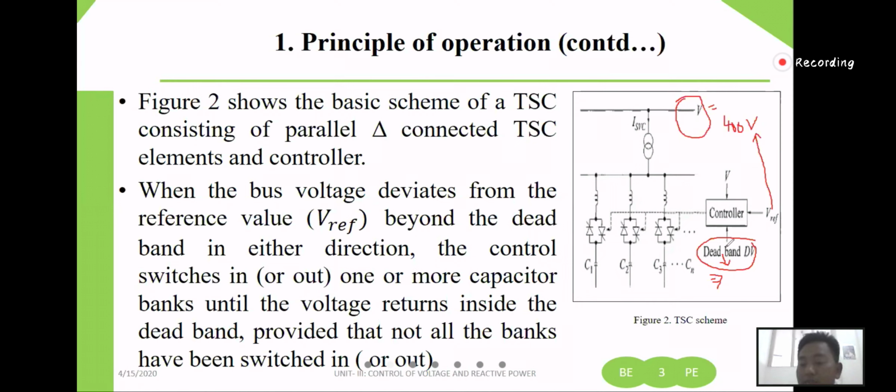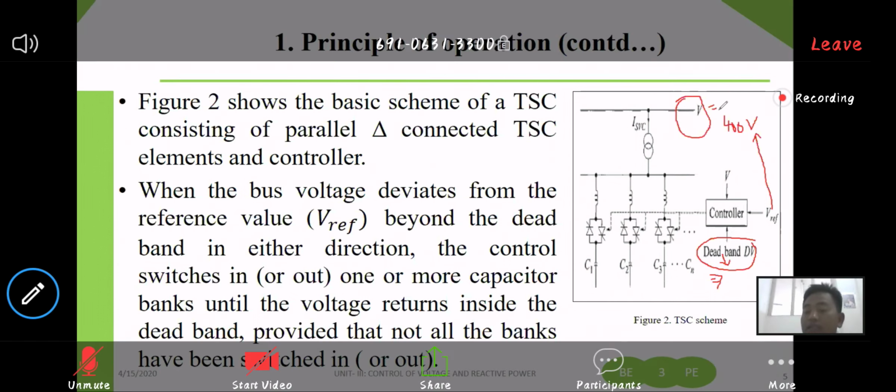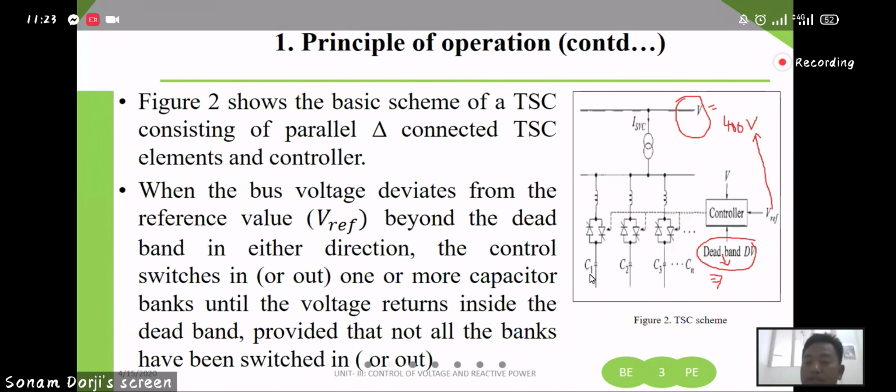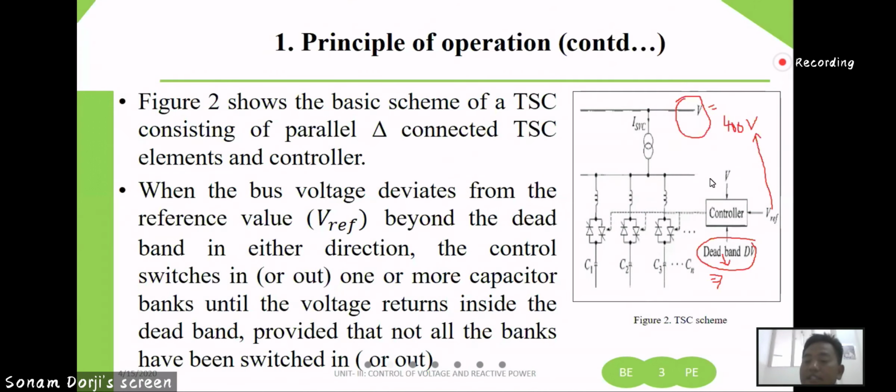From the name itself, you will know that it is dead, which means at this range and then beyond that, you will not have any outputs. Which means if your voltage is crossing beyond this dead band, okay, so your reference voltage is beyond this dead band, it is actually the same as your acceptable range. Beyond the dead band in either direction means either positive or negative. Okay, either positive or negative.